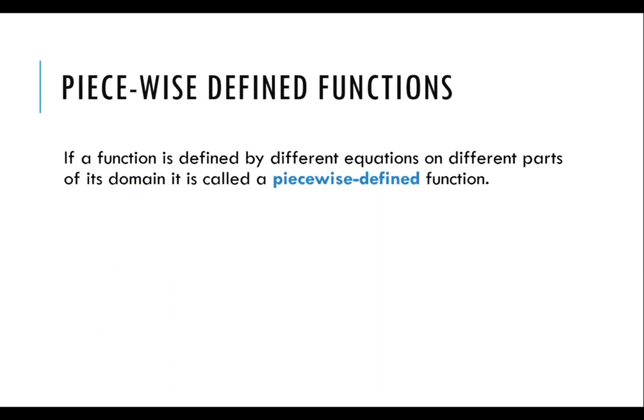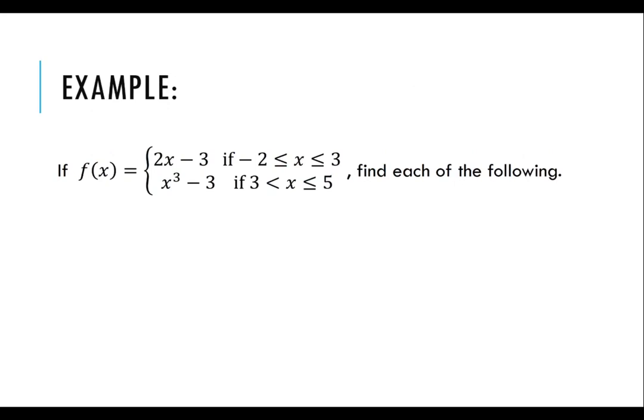Piecewise defined functions are called piecewise defined functions because they are functions defined by different equations on different parts, that is, pieces. Specifically, those pieces will be defined on different domains. That's what makes a piecewise defined function. So let's consider this function. f of x is equal to 2x minus 3, it's only going to look like 2x minus 3 when x is between negative 2, including negative 2 because of the equality, and less than or equal to 3. And then it'll also look like x cubed minus 3 anytime x is between 3 and 5, including 5.